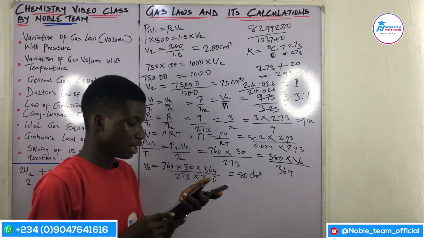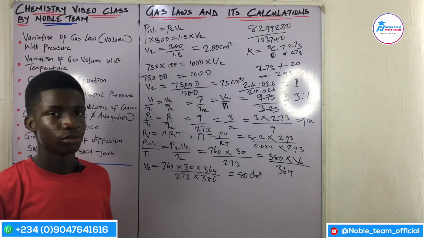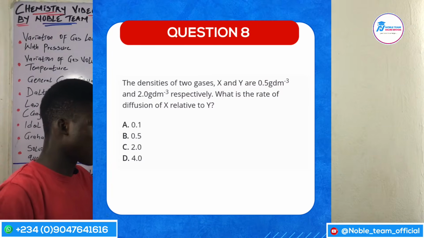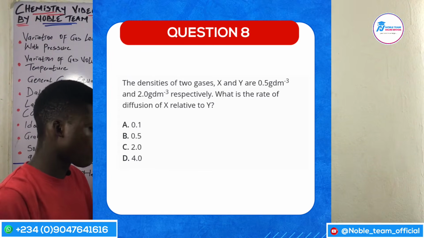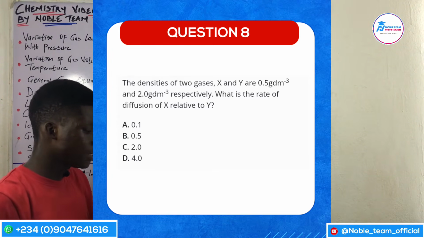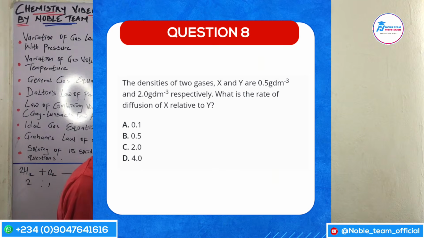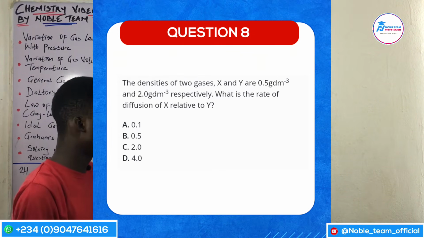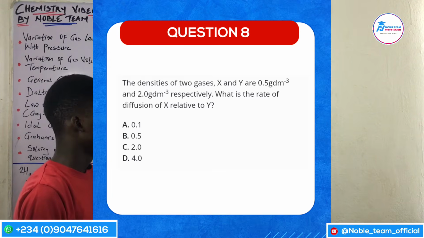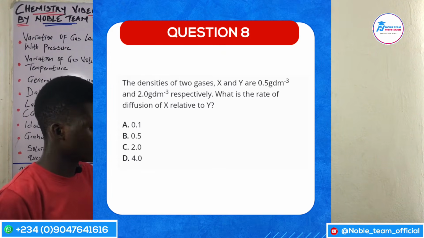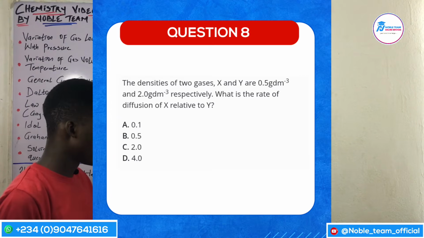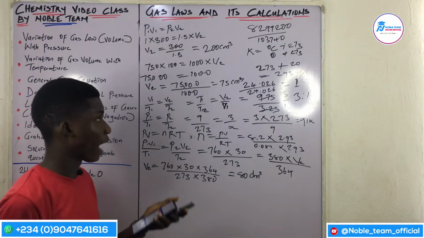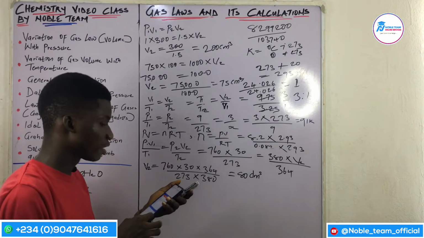So now this question 8 is another question based on another law. We have the densities of two gases X and Y as 0.5 gram per dm cube and 2.0 gram per dm cube respectively. What is the rate of diffusion of X relative to Y? So we are asked to get the diffusion of X relative to Y.